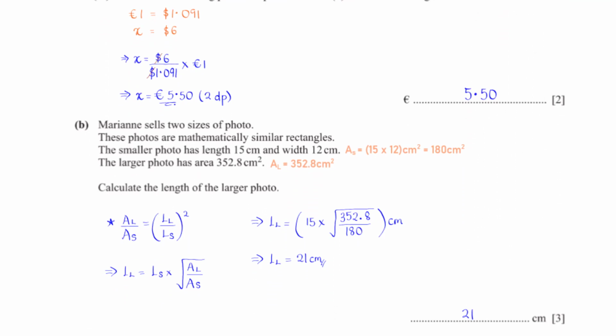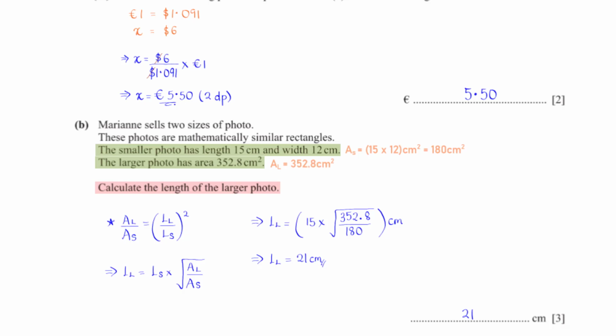Marianne sells two sizes of photo. These photos are mathematically similar rectangles. The smaller photo has length 15 centimeters and width 12 centimeters. The larger photo has area 352.8 centimeters squared. Calculate the length of the larger photo.